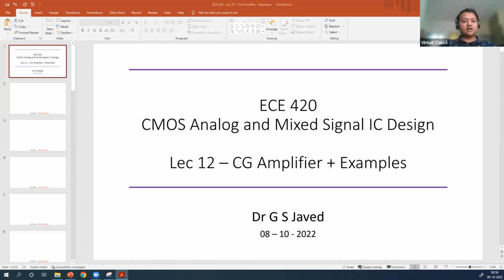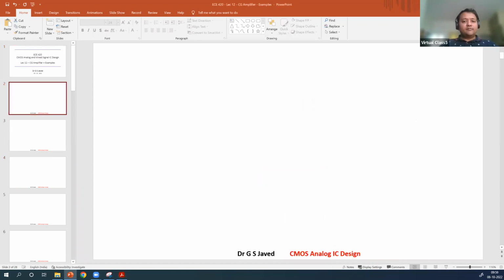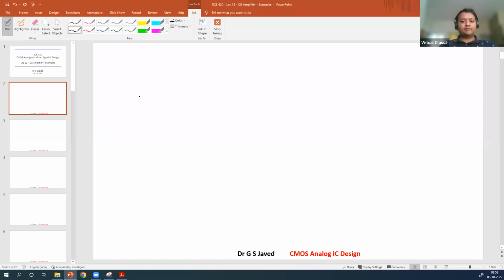Let's look at common gate amplifiers. Common gate amplifier, what does it say? You have the input applied at the source and the output taken at the drain. Let us quickly draw a quick schematic diagram to take the discussion forward. So we have the common gate amplifier.